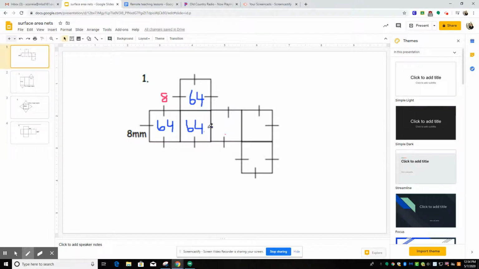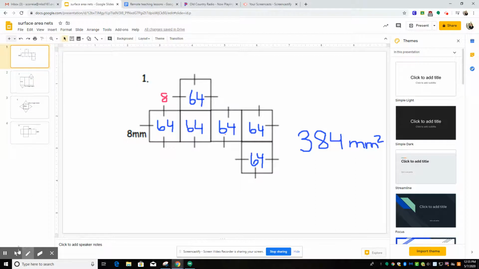Remember, to find surface area, you need to add them all up. Once you add them all up, you would have your surface area. I'll give you just a moment to add them. And I believe you should have a grand total of 384 millimeters squared.